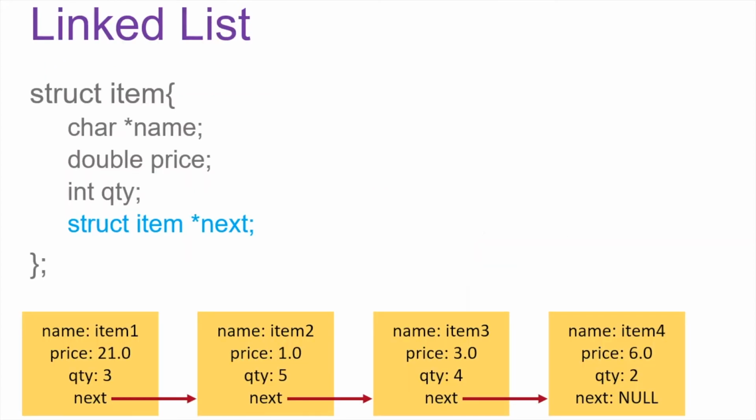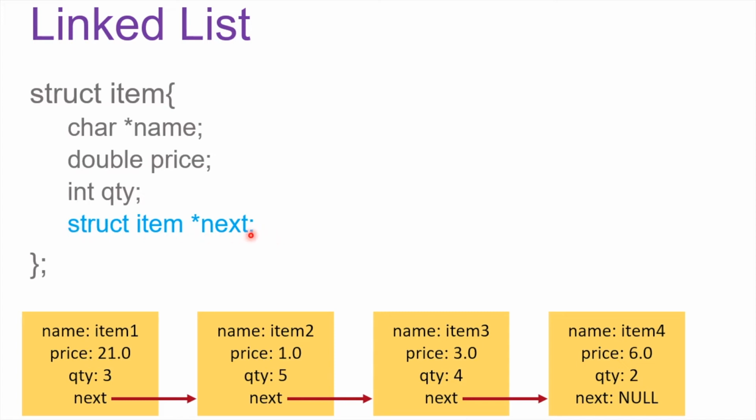Here's an example of the linked list. We have implemented it with structs. We have introduced this previously, and you can see from here, we can declare a new type of struct called item with the name, price, and quantity. But what is different from the previous example is we are adding one pointer, next.